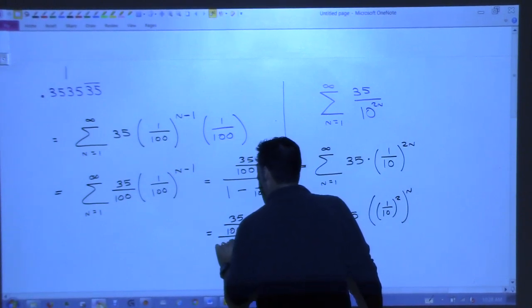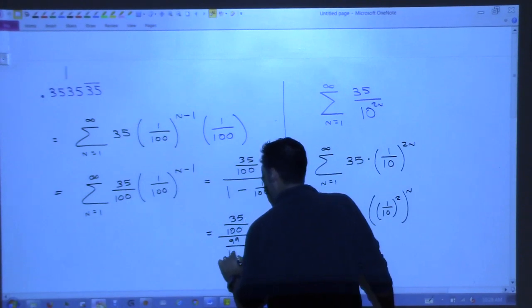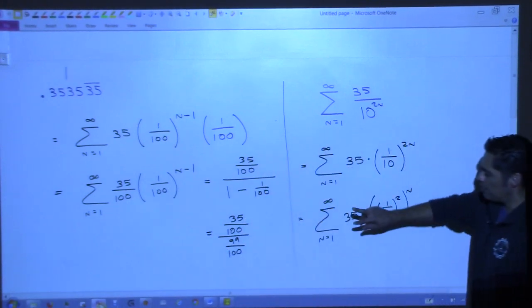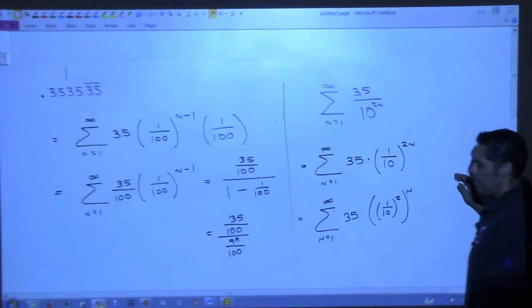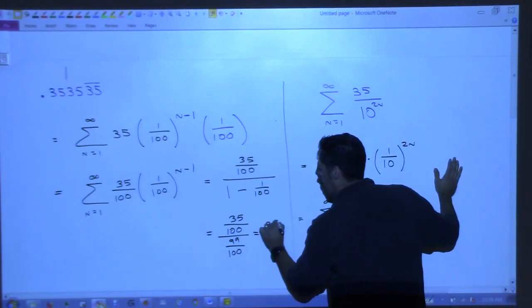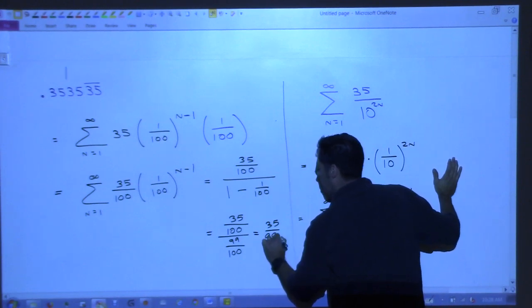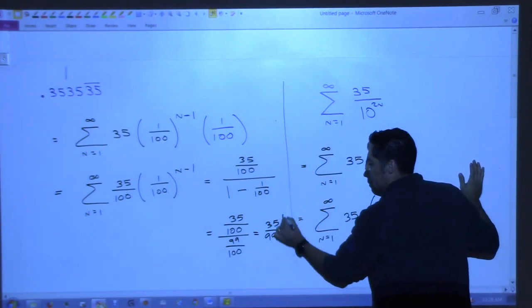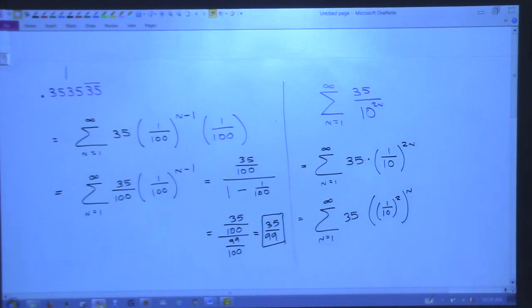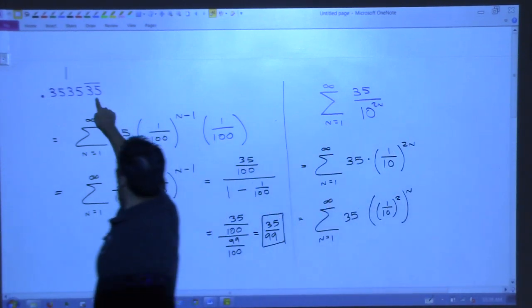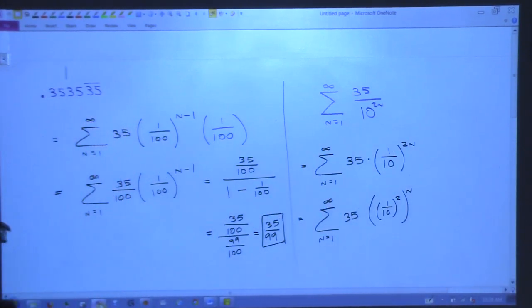What is that, 99 over 100 on the bottom? And look what happens when you flip that. The hundredths cancel, and you're left with 35 over 99. Someone on their calculator, please type in 35 divided by 99. Like this 35? Yeah, so it's that divided by 99, and you get that.